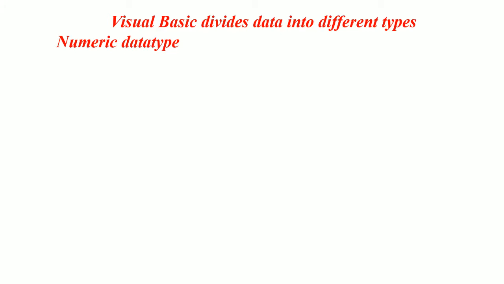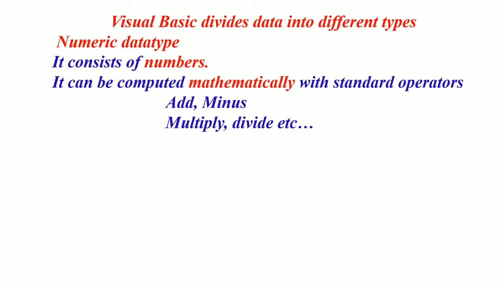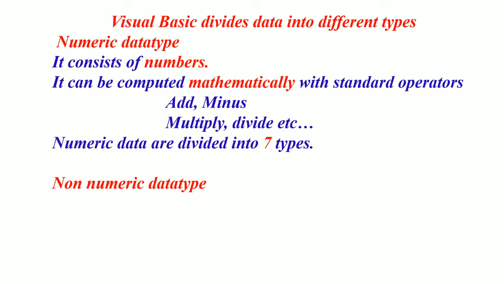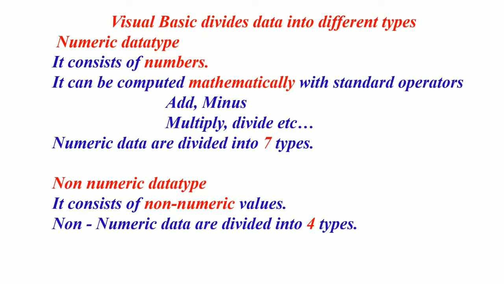As the name clearly indicates, numeric means it consists of only numbers. Those numbers can be used for calculations, that is addition, subtraction, multiplication and division. Numeric data are divided into 7 types in Visual Basic. Let us see the next data type, non-numeric data type. As the name indicates, it consists of non-numeric values. Non-numeric data are divided into 4 types.